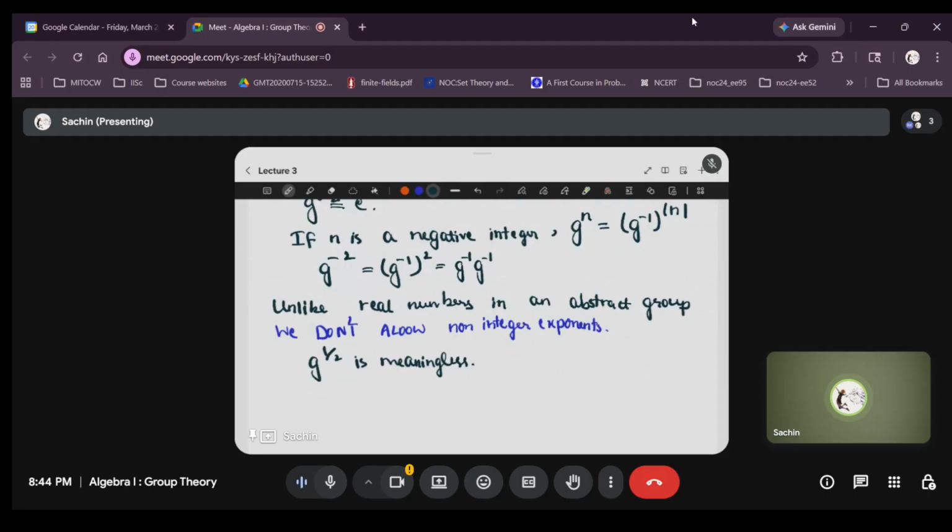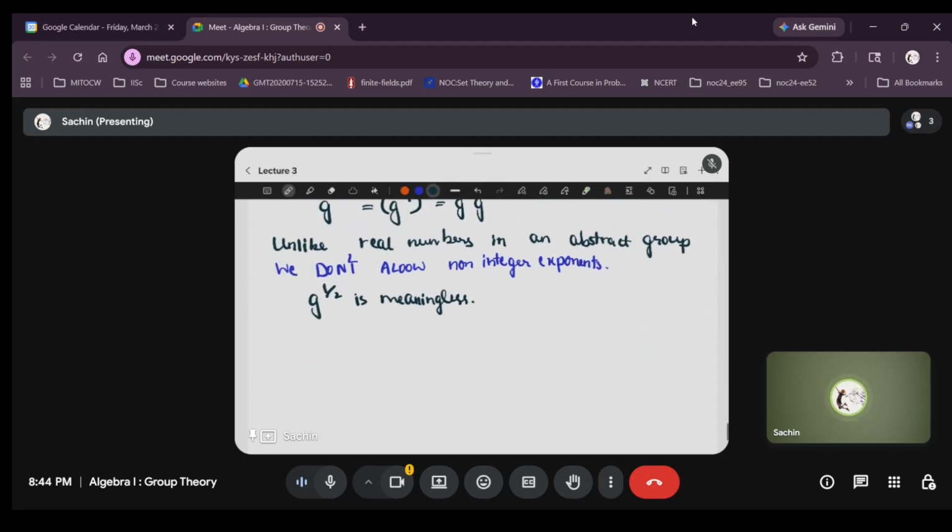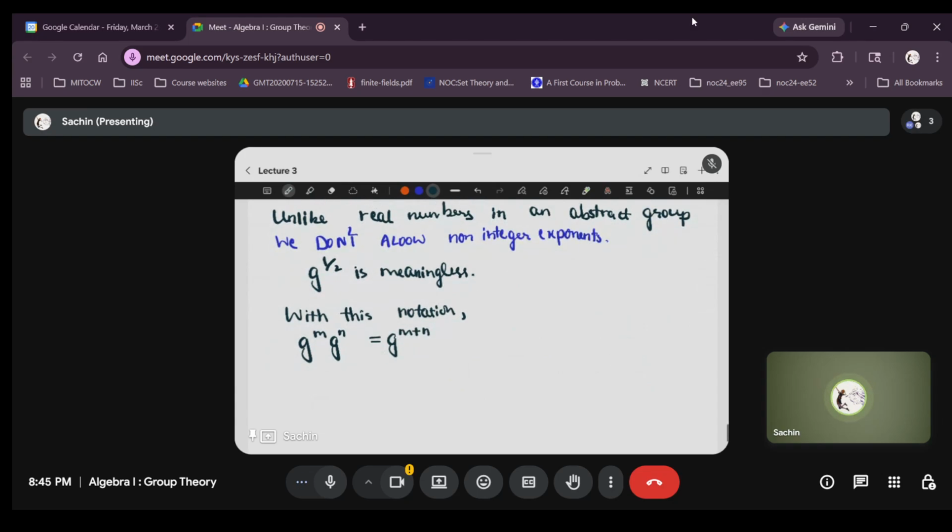With this notation, the usual exponent laws will hold. You can write g power m times g power n is g power m plus n. Why is that? It's because g power m actually means g multiplied m times, followed by g multiplied n times. So you're actually multiplying by g, m plus n times.